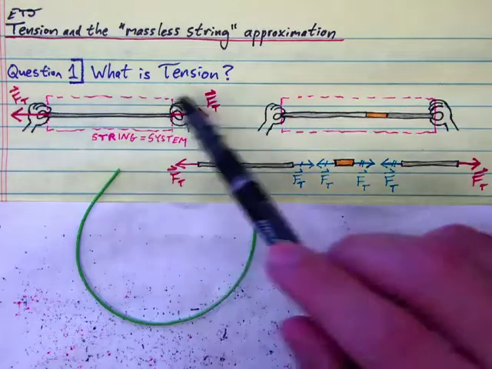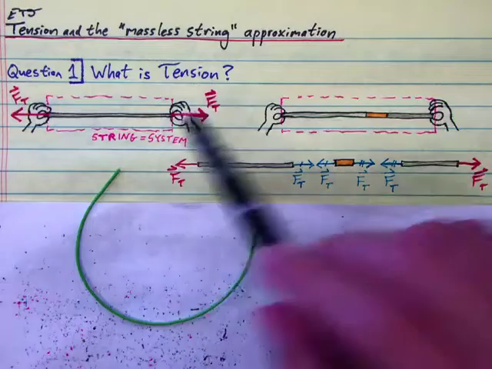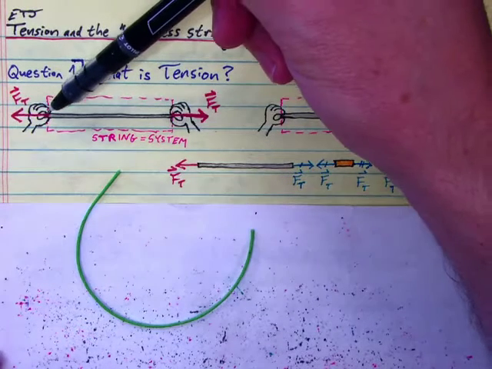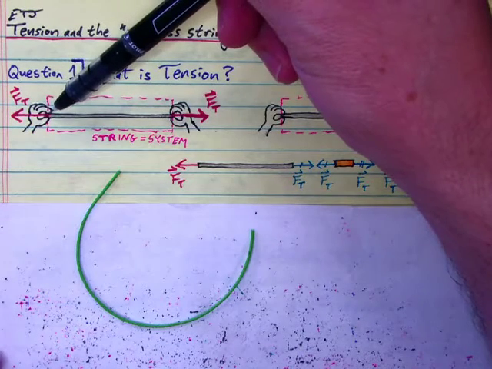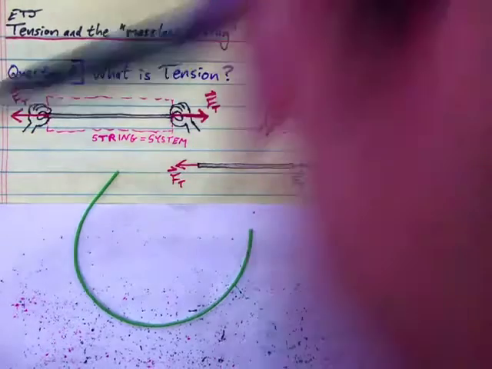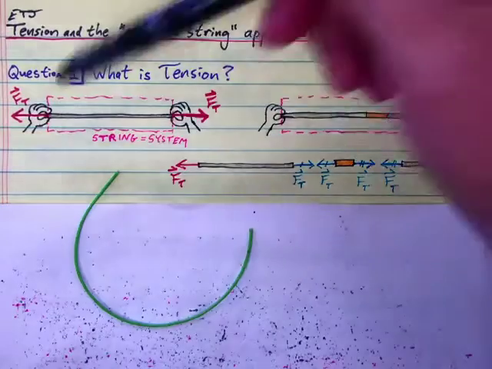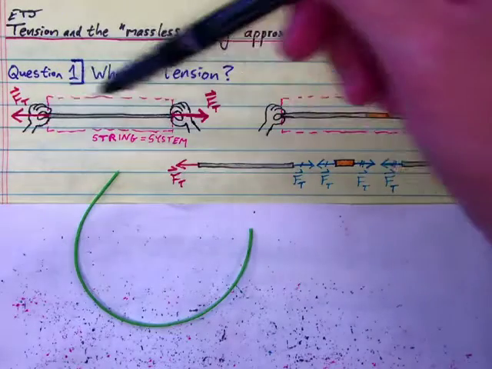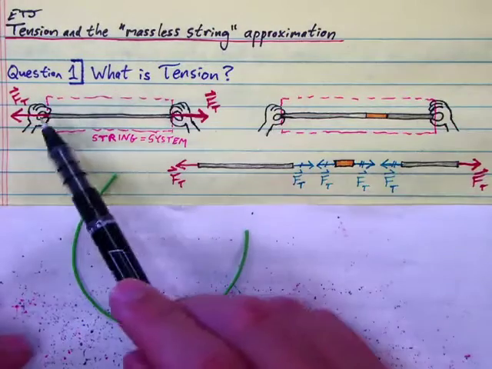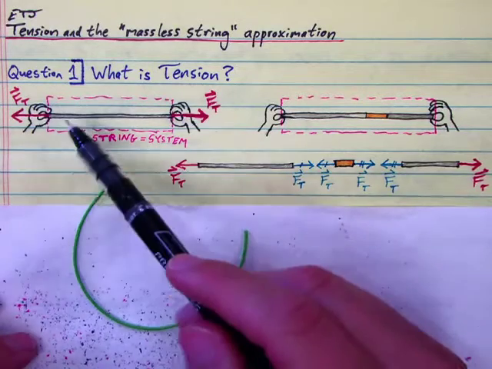Question 1, what is tension? If we consider a string to be a system, then tension could mean that external contact force that this hand is exerting on this end of the string, pulling it to the left. If the hand is pulling on the string, then of course we know the string is also pulling right on the hand, and that Newton's third law contact force pair, that could be considered tension. So we have a tension at either end of the string due to these interactions with external objects.